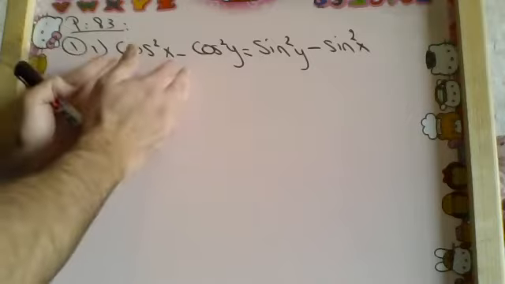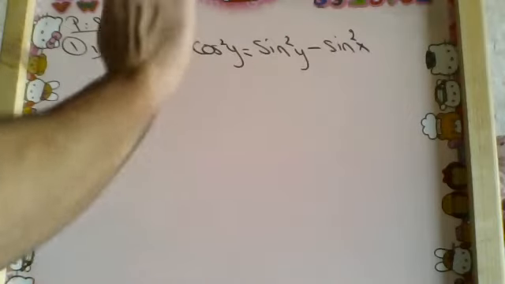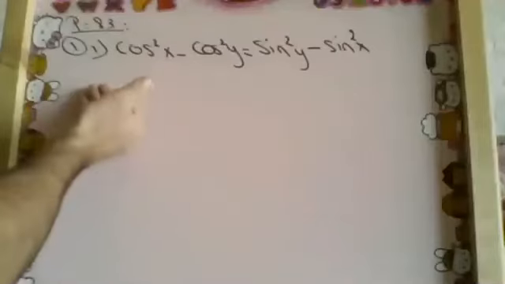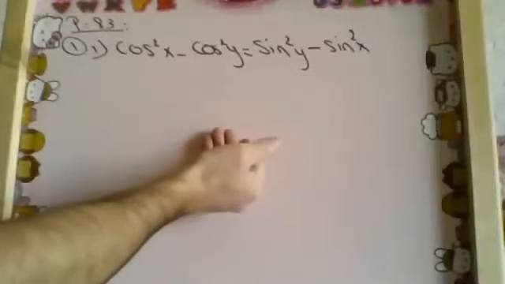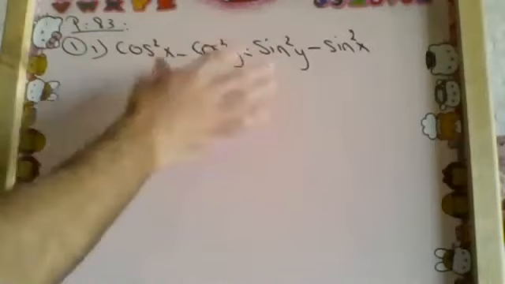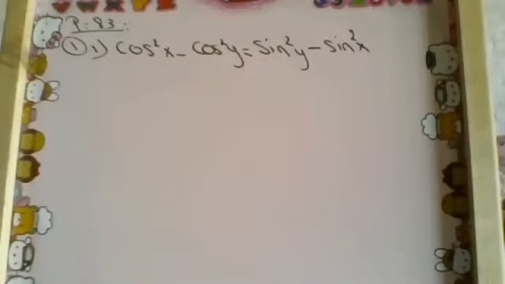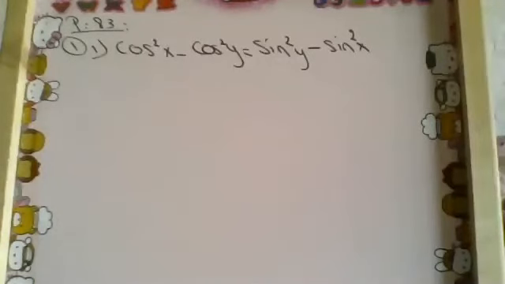So you start from here, and after several steps you reach the right side. That means it is proved. Or the opposite: you start from the right side, you write it again, you do some simplifications, some steps, depending on the identity you have to prove, until you reach the left side. This is another one.